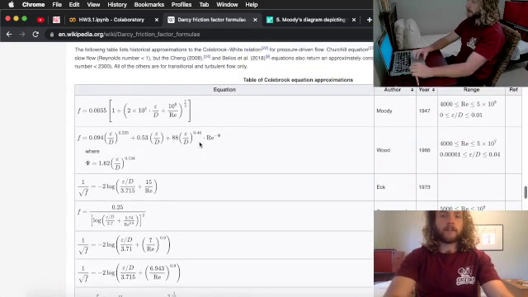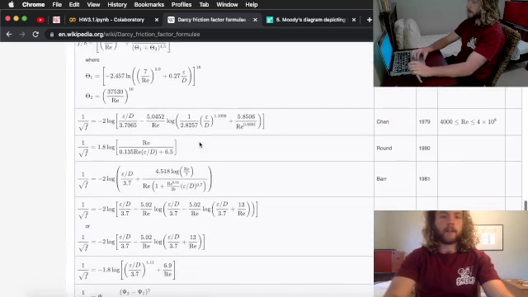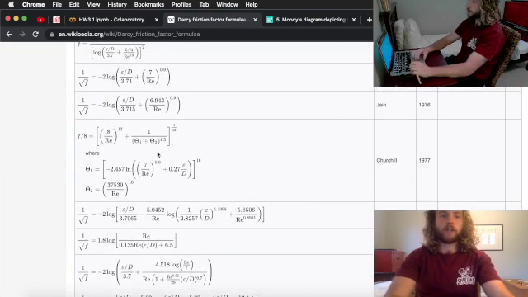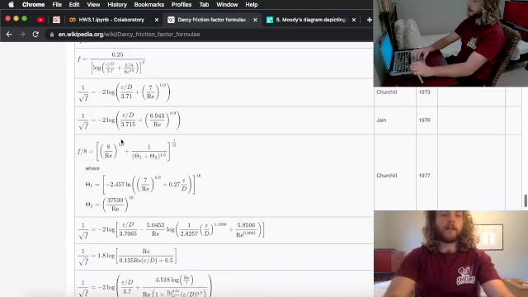As you can see, there are lots and lots of different equations that you could use. We are going to go ahead and use the Churchill equations because it's going to allow us to solve for this without having to do any sort of complicated math. We're not going to have to do any nonlinear equations since our friction factor over here is just on the left side and we're just going to have to multiply over.